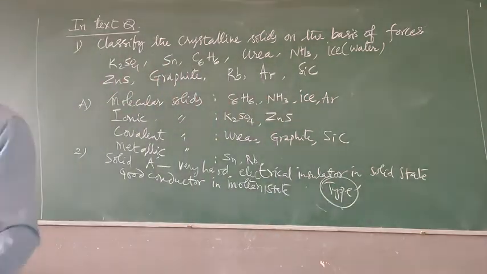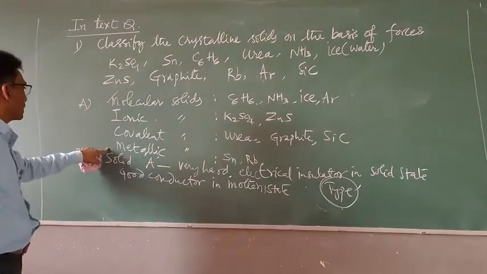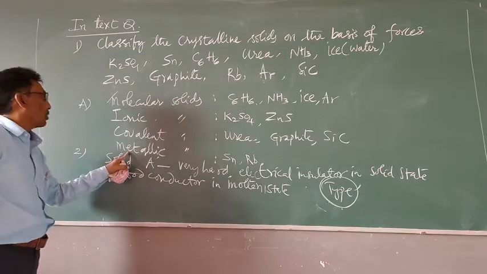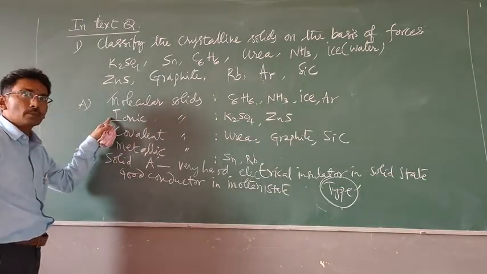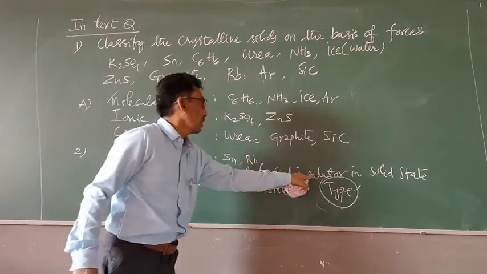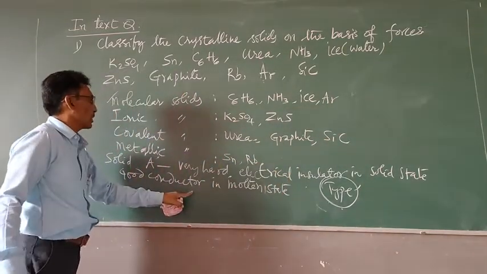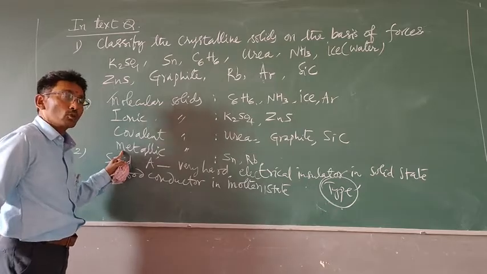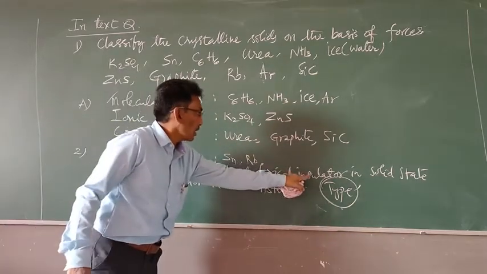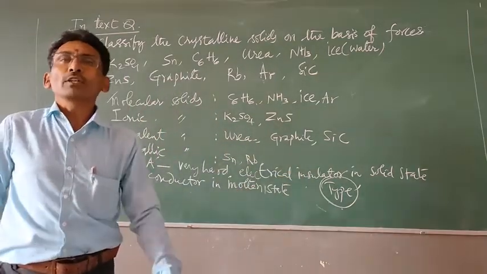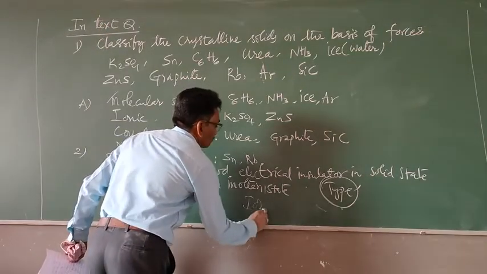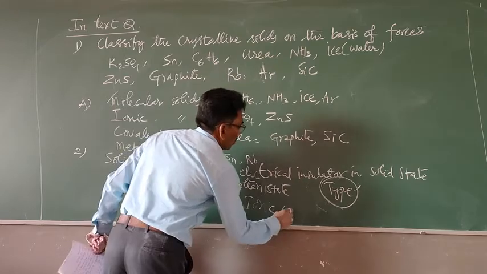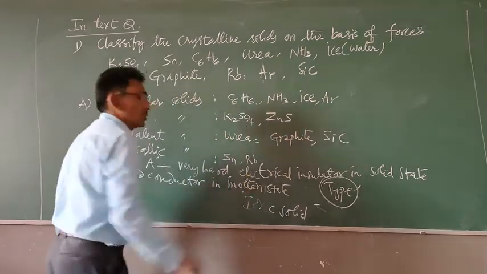Observe what you have studied. Which type of solid is a good conductor? Metallic solid is a good conductor, and ionic solid too. But ionic solid is a bad conductor in solid state and a good conductor in molten state, whereas metallic solid is a good conductor in both solid state as well as molten state. So the answer is ionic solid. This is your answer.